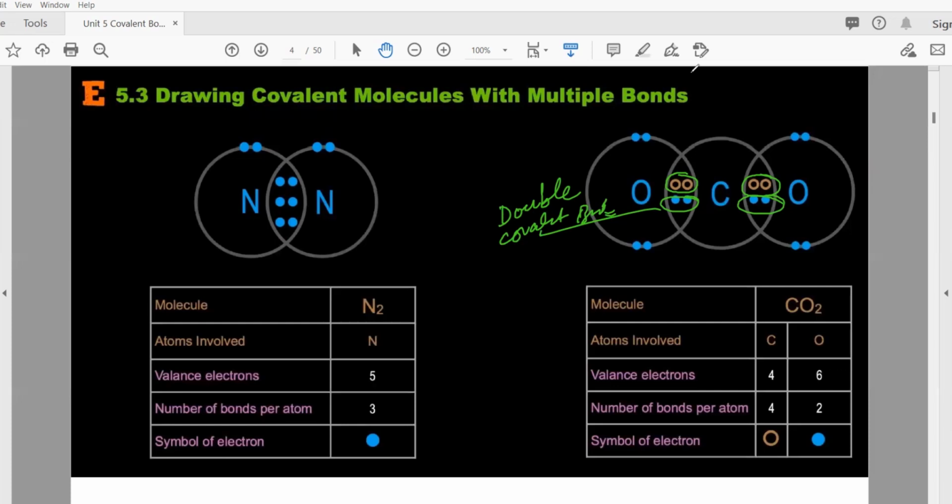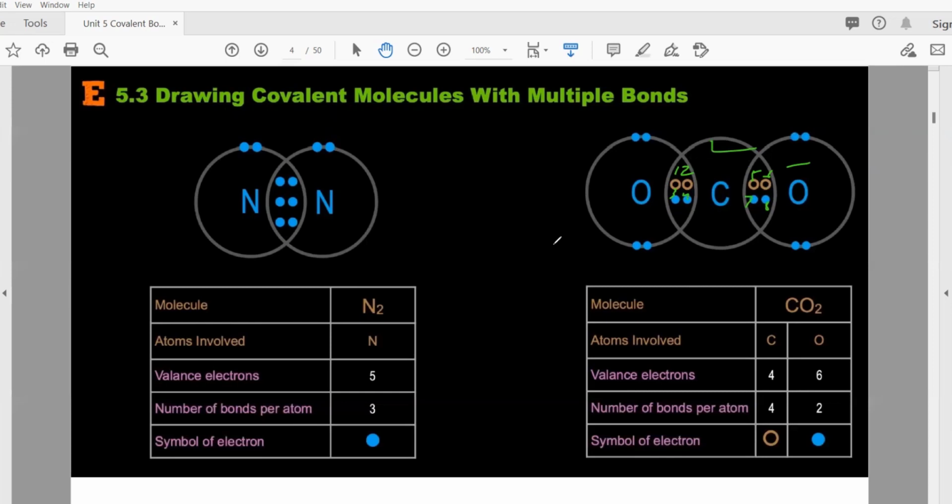And here, if you want to count for this oxygen, count one, two, three, four, five, six, seven, eight. And if you want to count for this oxygen, one, two, three, four, five, six, seven, eight, complete. And if you want to count for this carbon, one, two, three, four, five, six, seven, eight, again, for all of them to complete. So this is the covalent bond.